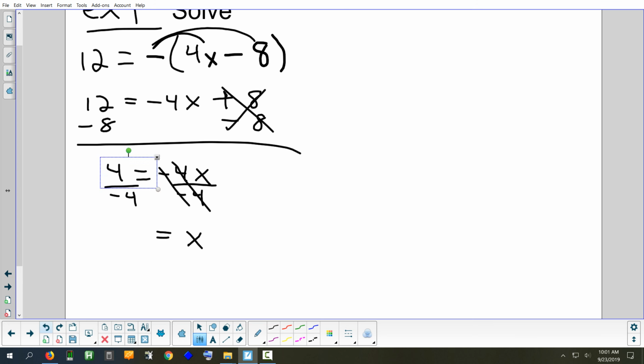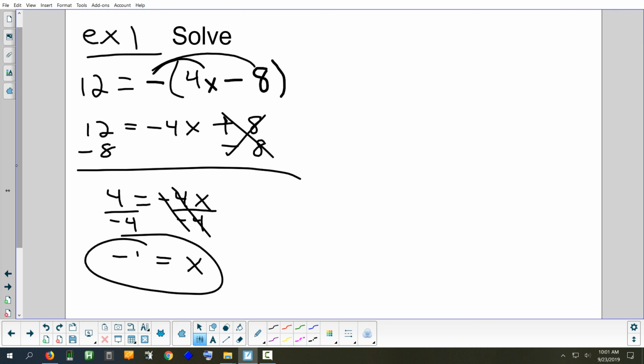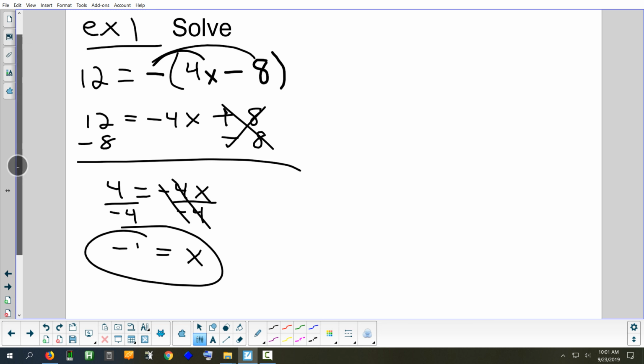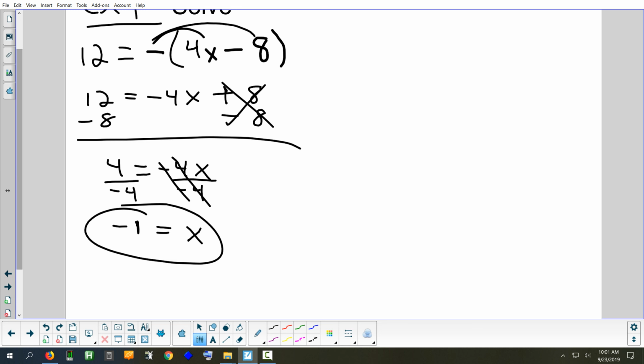And now this is the answer we have to figure out. What's 4 divided by negative 4? Negative 1. Now, did it say we had to check the answer? No, in the directions it just said solve. So all we had to do was solve. That would be the solution. Yep, x equals negative 1.